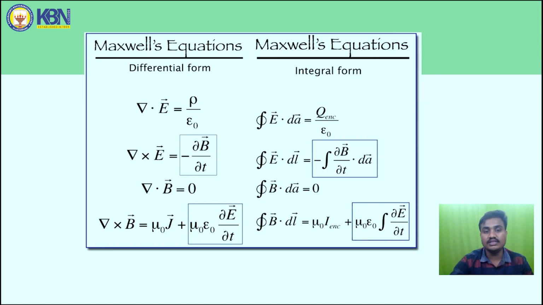These are the four equations related to the differential form of the Maxwell equations. You can see that del dot E is equal to rho by epsilon naught, del cross E is equal to minus dou B by dou t, where B is the magnetic field. Similarly, for the integral form also, we can see these four equations related to Maxwell's equations. These four are related to the differential form, and these four are related to the integral form.